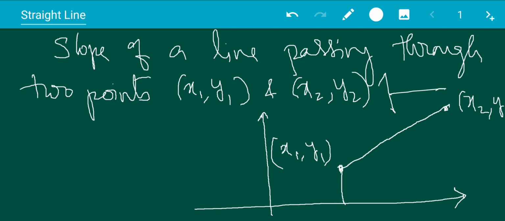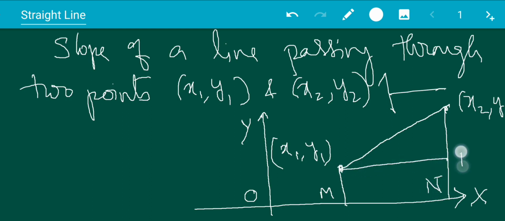We draw perpendiculars. Suppose these are M, N, R, and suppose this is P and Q. Okay, now this line will meet the x-axis. So this angle theta, that is the inclination, is equal to this angle here, as corresponding angles.